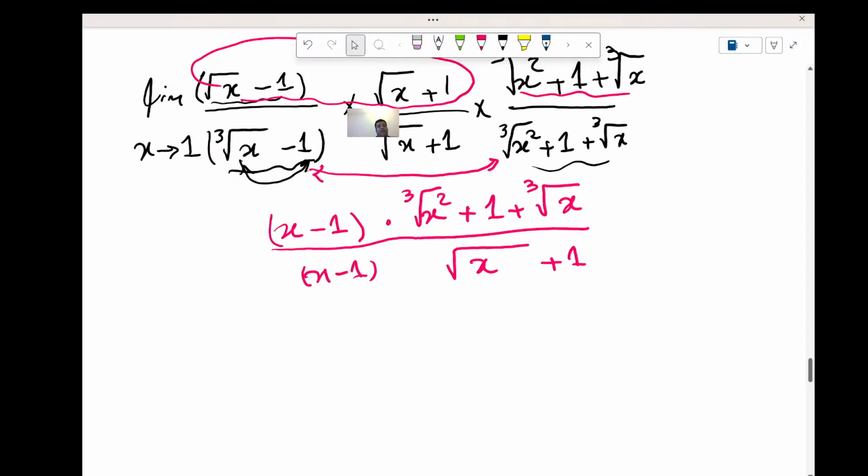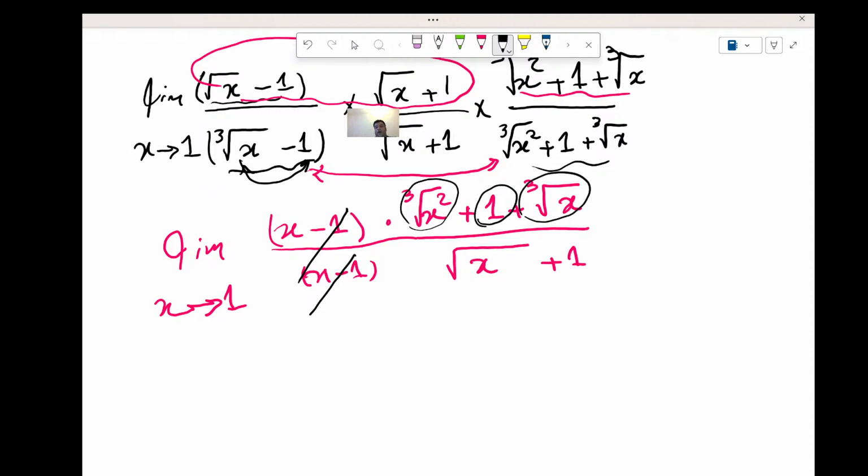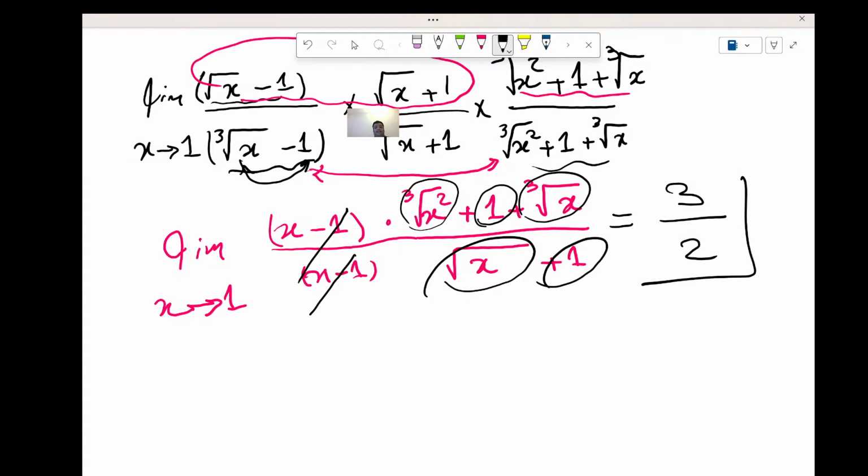Now the limit when x goes to 1, yes, they can cancel each other. If we put 1 in here, it is 1 and 1 and 1. In the top, the answer is 3. But in the bottom, the answer is 2. Therefore, our total answer is 3 over 2.